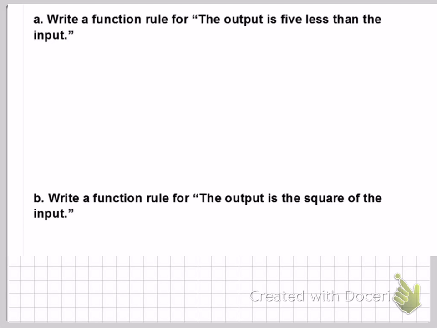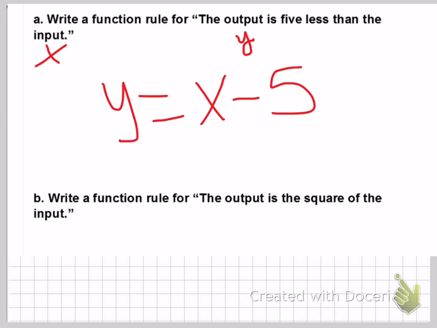So write a function rule for the output is 5 less than the input. So the output is always your y value, and the input is your x value. So y equals 5 less than the input. So the input is x. So we're going to take 5 less than that. So y equals x minus 5.